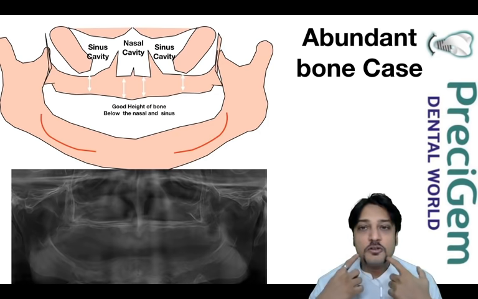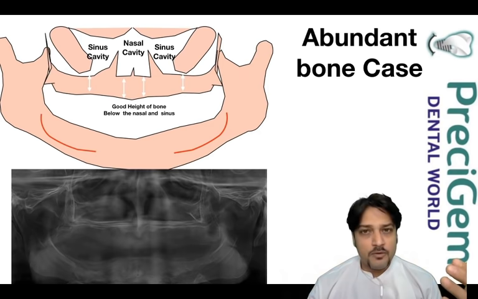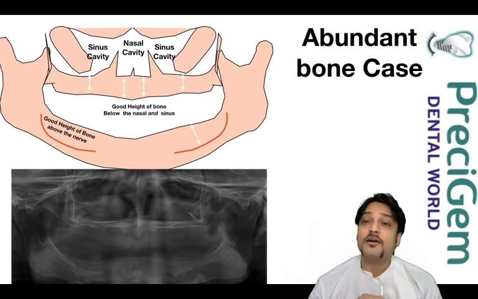Same way, in the lower jaw we have something called the inferior alveolar nerve. Above the inferior alveolar nerve, if the bone is good in height, then we can consider it good abundant bone in the lower jaw as well. So that is a case of abundant jawbone.